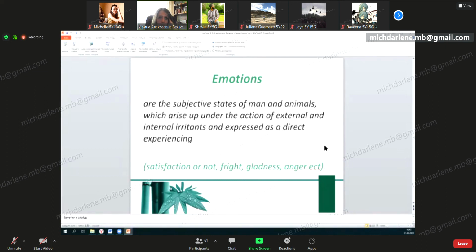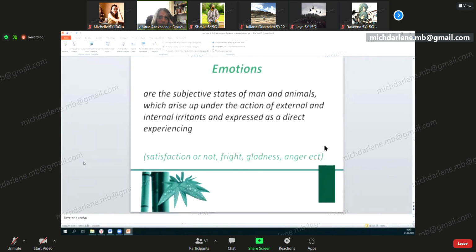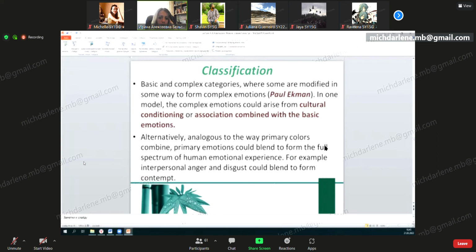So, classification: how can we classify emotions? Basic and complex categories, where some emotions are modified in some way to form complex emotions, were described by Paul Ekman. In one model, a complex emotion could arise from cultural conditioning or association combined with the basic emotions. Alternatively, analogous to the way primary colors combine, primary emotions could blend to form the full spectrum of human emotional experience.